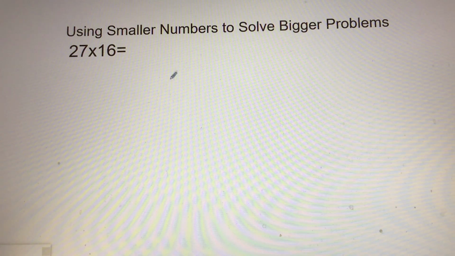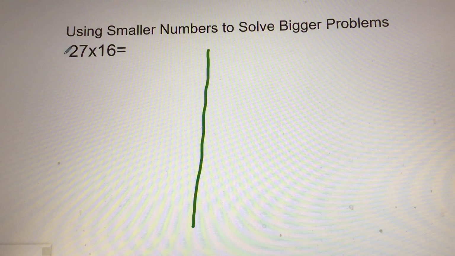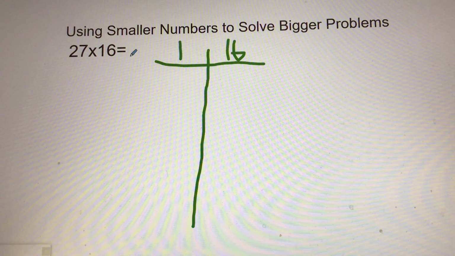And for me, with ratio tables, I always like to start off with one group. Because remember, this is like 27 groups of 16. I always like to start with one because that's a really good jumping off point. So if I have one group, that means I have 16 in that group. And then I know I have to get to 27, so I want to start making some jumps that I am comfortable with. I always like to start with 2 as well.